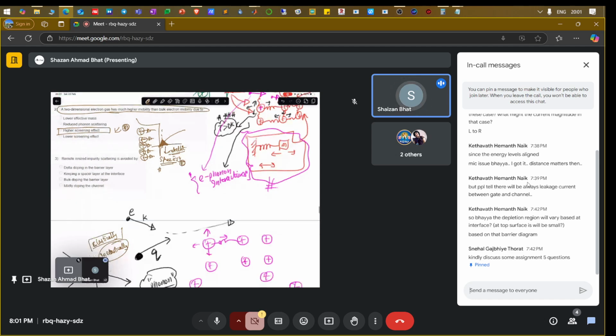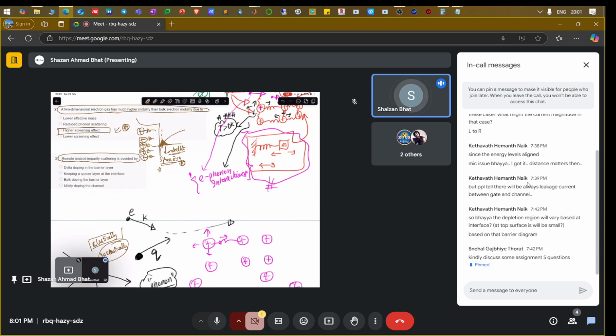And one more thing is that remote ionized impurity scattering is avoided. If you have, let's say, modulation doping, then this region is called a spacer. Maybe I might not have mentioned it. The spacer is used to separate these particular things, and you use this spacer at the interface in order to separate the remote ionized impurity scattering, so that you can reduce it. So the larger the length of the spacer, the better the mobility.